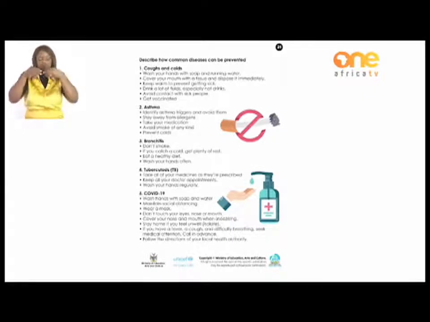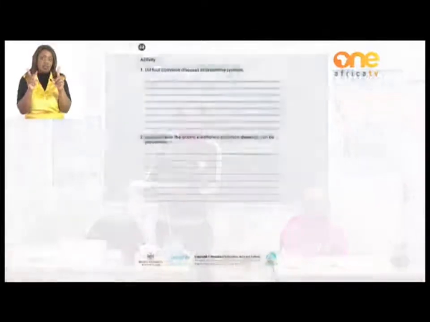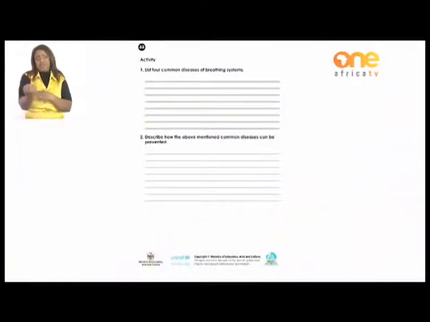Okay, let us look at the activity on page 22. Only 2 questions have been given there for self-assessment, and you need to answer those questions there. Do not go looking at the answers. We will find out which people are looking at the answers there at the back. Number 1, list 4 common diseases of the breathing system. Any 4 diseases of the breathing system.